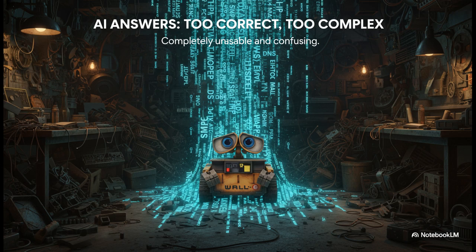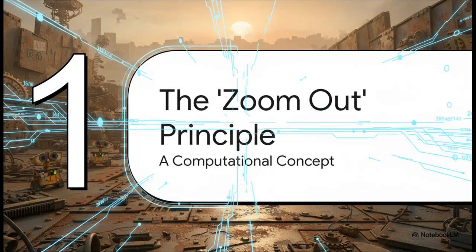All of this information? It's probably 100% technically correct. But is it useful? Not a chance. Absolutely not. See, the problem isn't that the AI is wrong. The problem is that it's just drowning us in all this unfiltered, overwhelming detail. Okay, so what if there was a way to force the AI to just zoom out, to start with the big picture first? Well, there is a better way, and it's actually a core idea from computational thinking.